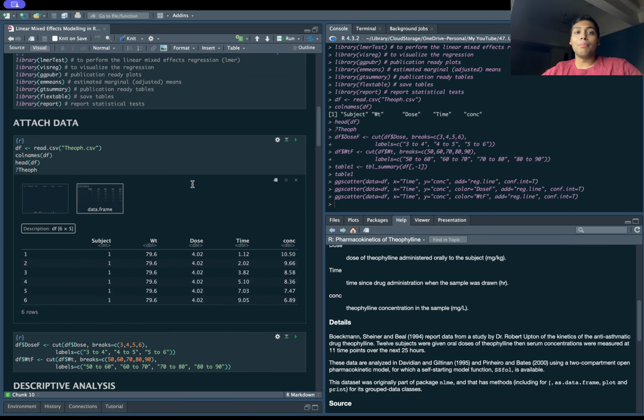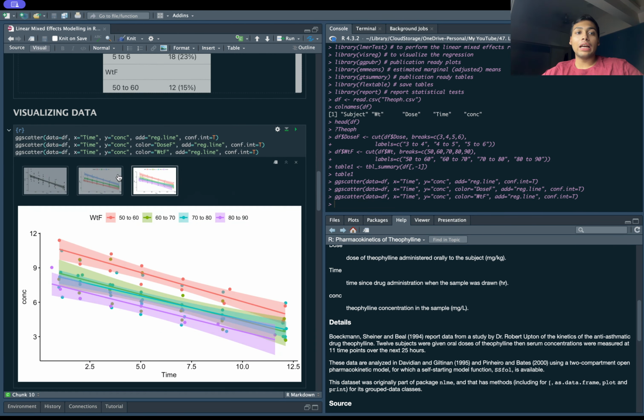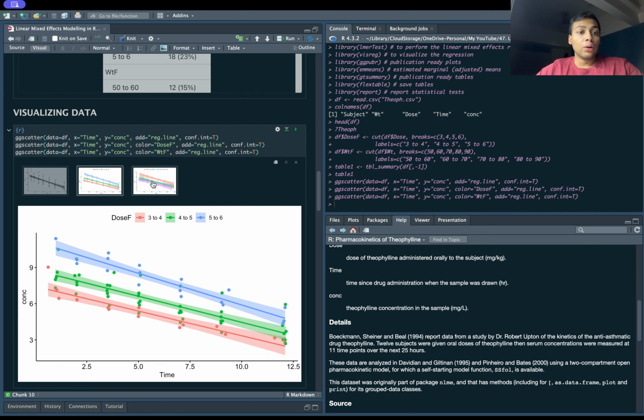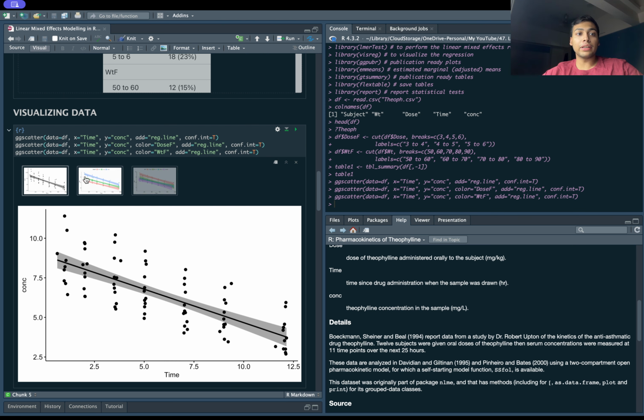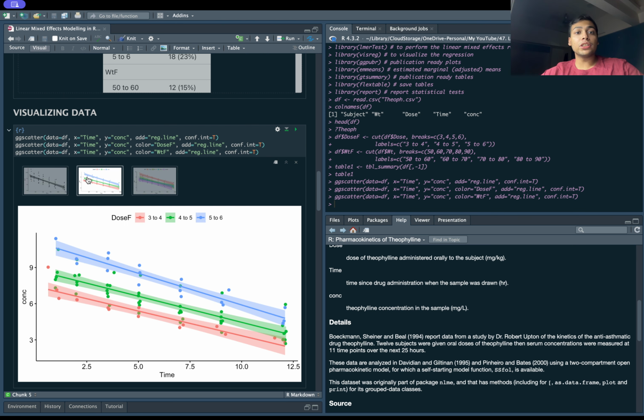Now, before we model further, I would like to draw your attention to these two graphs. Looking at these two graphs, do you think the dose or the body weight would influence the concentration? What do you think? I encourage you all to pause this video and think about it. Alright? The answer is no.